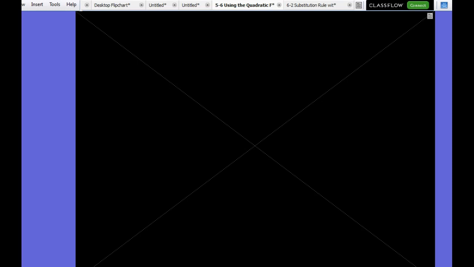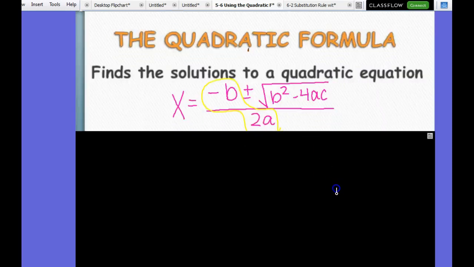So, the quadratic formula is x equals negative b plus or minus the square root of b squared minus 4ac, all over 2a. It's adding what we did yesterday and then a new step.